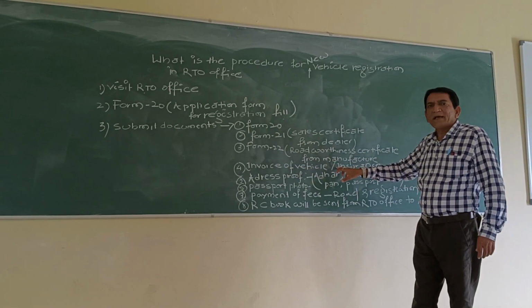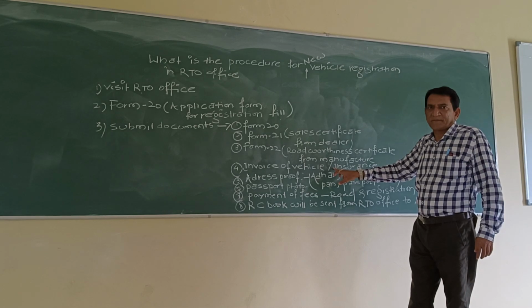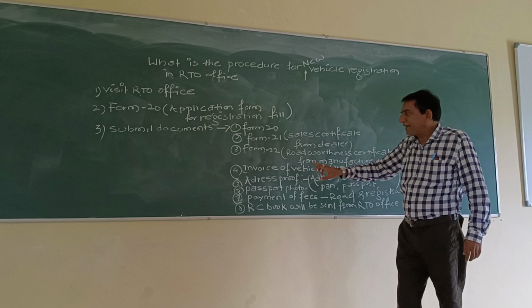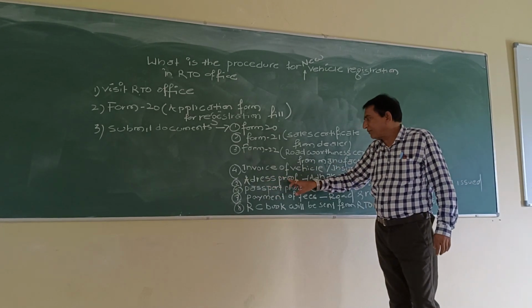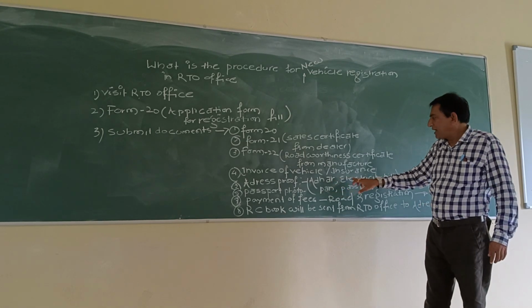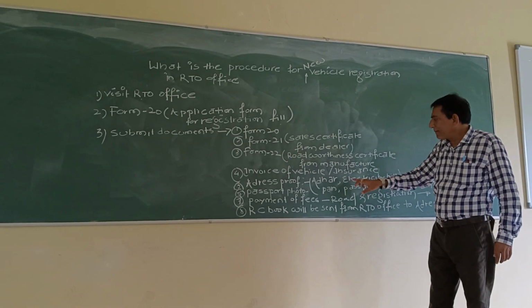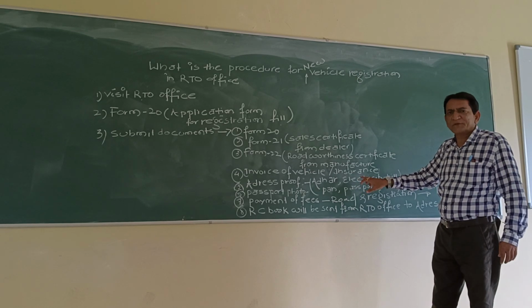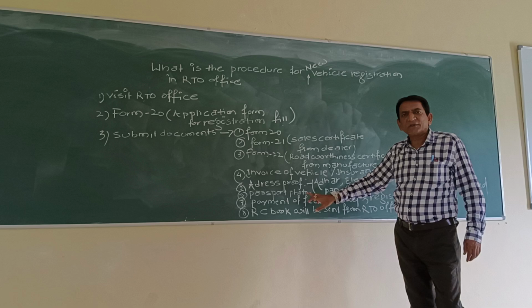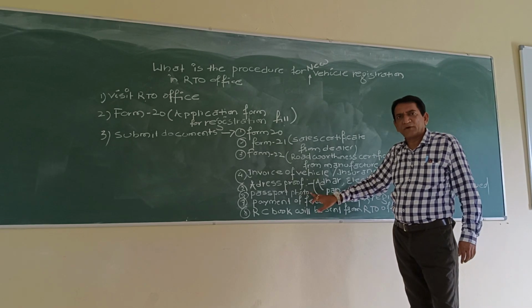The invoice of the vehicle, plus insurance. For insurance, you also have to collect the insurance form. Later, we have to collect the address proof. Address proof means Aadhaar. Otherwise, if you prefer, an electricity bill, PAN card, passport, whatever it may be; give the original address proof. Later on, you have to collect three passport size photos.